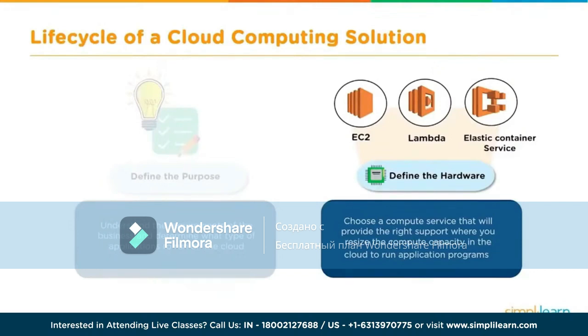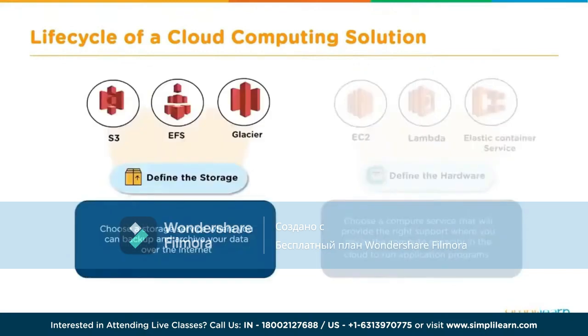One size does not fit all. There are different services and hardware for different needs you might have, like EC2 if you're looking for IaaS, Lambda if you're looking for serverless computing, and ECS that provides containerized service. So there are a lot of hardware options available. Pick the right hardware and software that suits your requirement. The third thing is to define the storage. Choose the appropriate storage service where you can back up your data, and a separate storage service where you can archive your data locally within the cloud or from the internet.